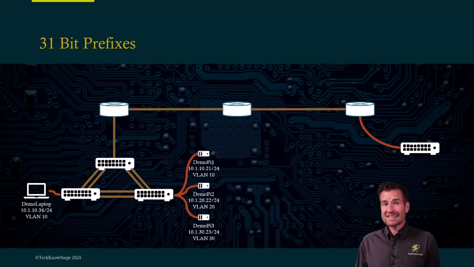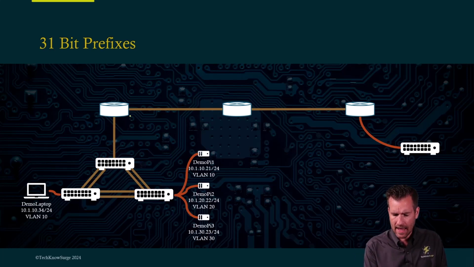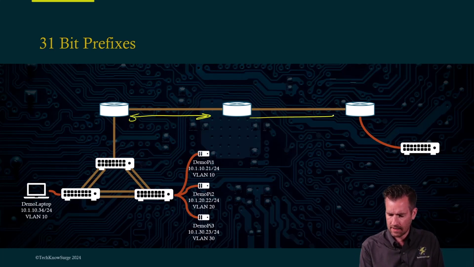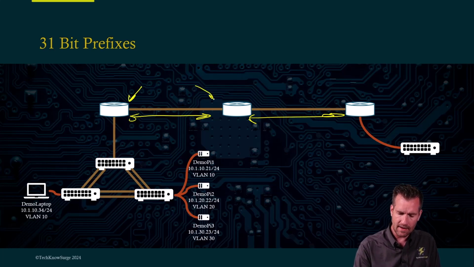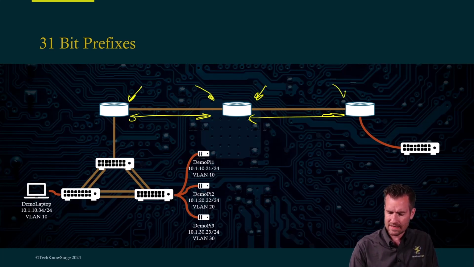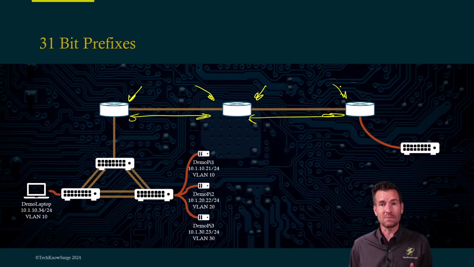With our WAN links, many times we only need 2 IP addresses. Here we have 2 links, one right here and one right here, that really only have 2 interfaces on that link. So each one of these networks only needs 2 IP addresses.